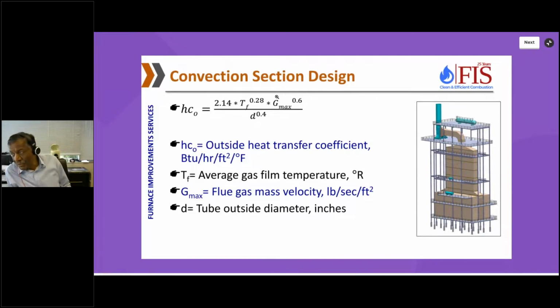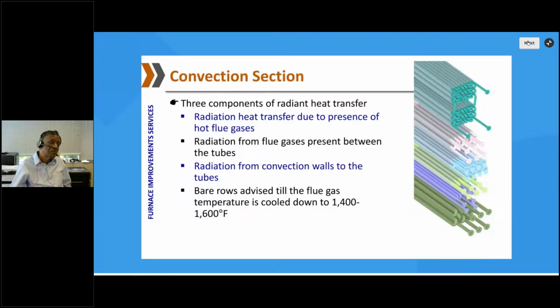And one thing which I forgot but might have told you is that whether it is the radiation section or the convection section, all the heat transfer in these furnaces is controlled by the flue gas. So even though we call it a convection section, the flue gas temperatures are very, very high. So we have a substantial amount of radiation taking place in these furnaces. The radiation is because of the presence of hot flue gases between the tubes and also from the convection walls. And I told you about the mass of the hot flue gas before in the crossover.